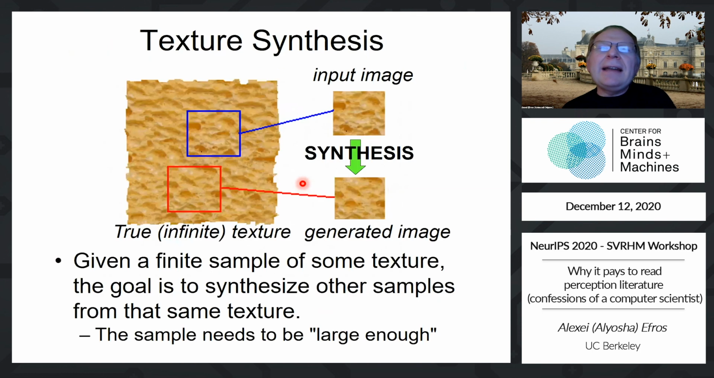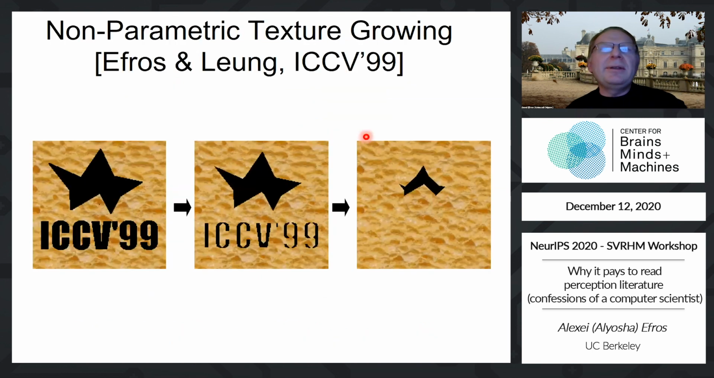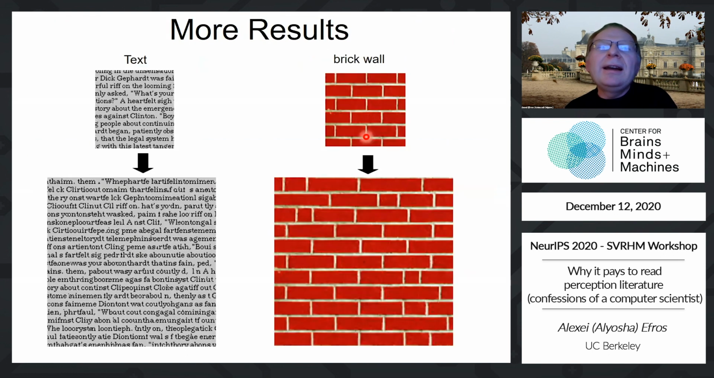And so my first work was on texture synthesis, which is a related question: if you have one sample from this infinite texture in the sky, how can you generate another sample that a human would think is drawn from the same texture? We did a paper on this, non-parametric texture growing, and we got some cute results.